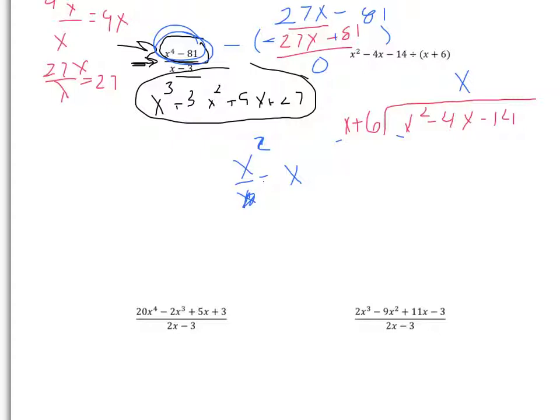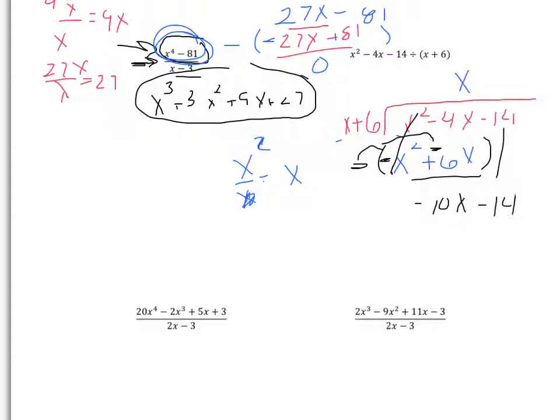So x times x is x squared. X times 6 is plus 6x. So we multiplied. Now it's time to subtract. This is going to go in here, making this negative. Go in there, making that negative. These cancel. Negative 4x minus 6x is negative 10x. Then bring down our negative 14. So we brought down the last thing. We have one more divide, multiply, subtract, then we'll have a remainder.